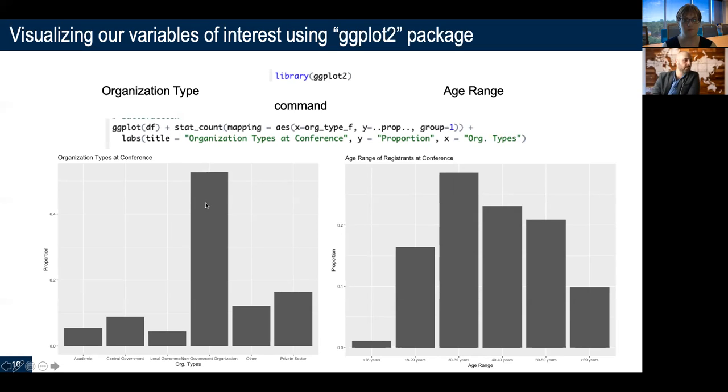So here what we're looking at is just a histogram of the variables. And as we mentioned before, we can see most here on the left, most people are coming from NGOs. And then if we look at the data here as well, it looks relatively normally distributed. So you can see most people are falling in that 30 to 49 age range.